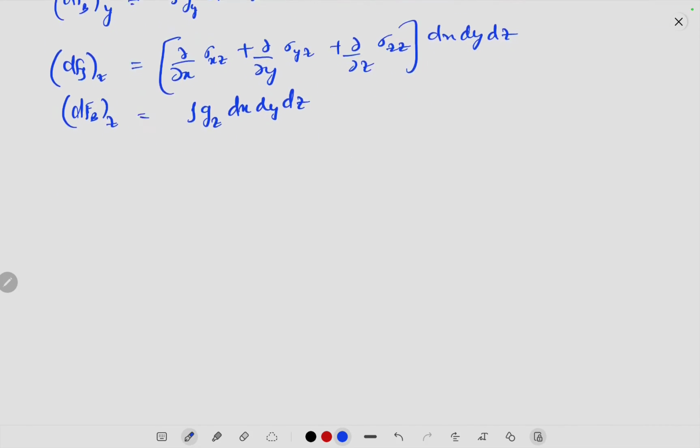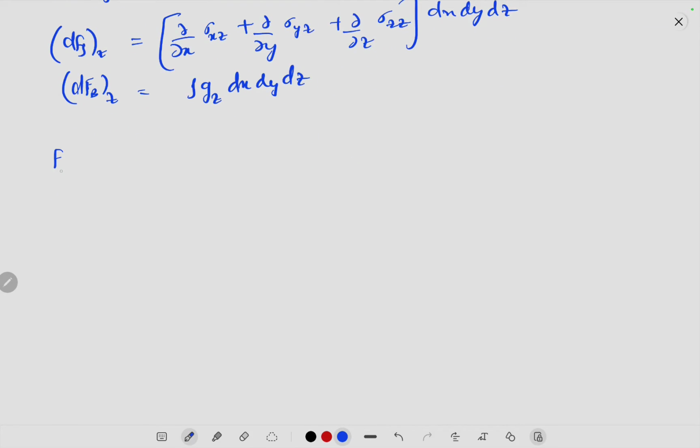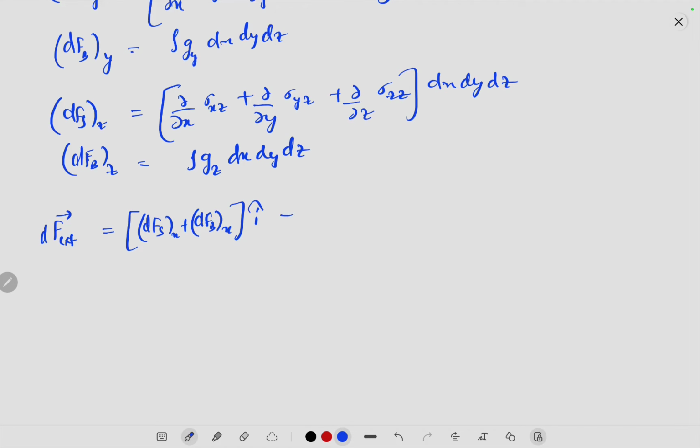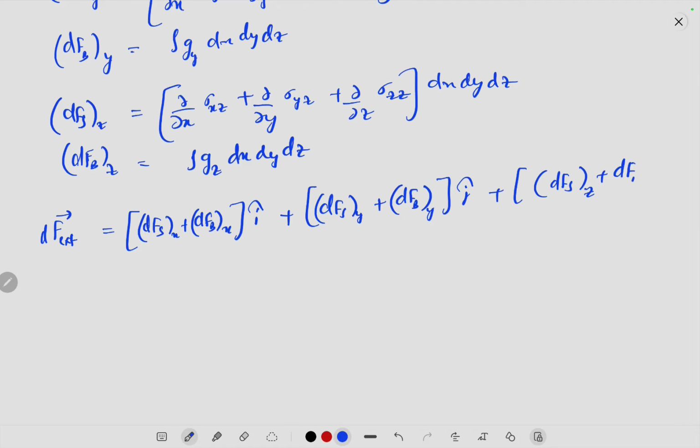Okay, so let's club all those forces. So f external vector, since it is on a differential element, let's just write it df. What will this be? This will be dfs along x plus dfb along x, times i hat, plus dfs along y plus dfb, the body force along y, times j hat, plus dfs in z plus dfb in z, times k hat.